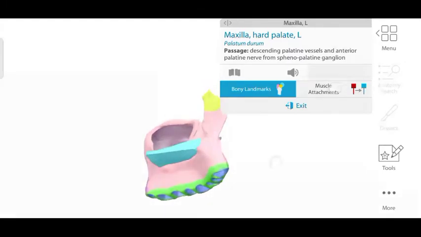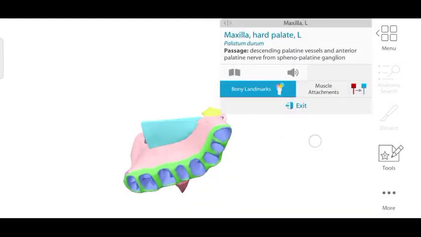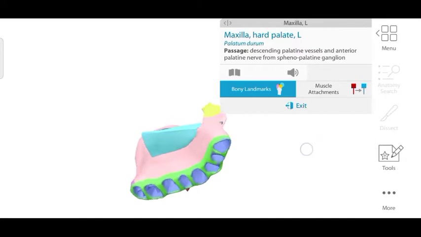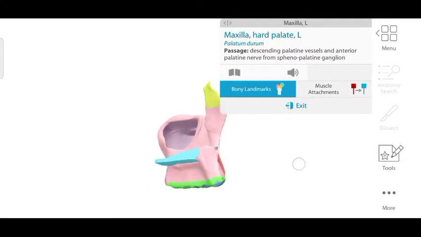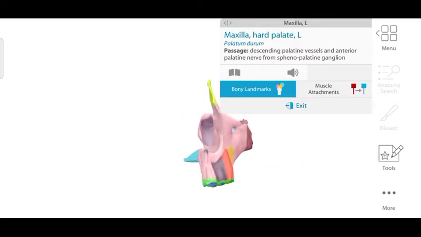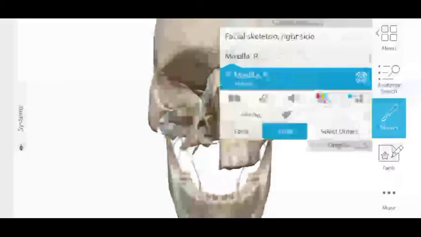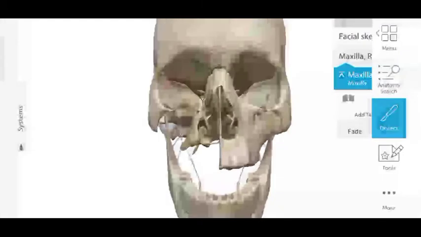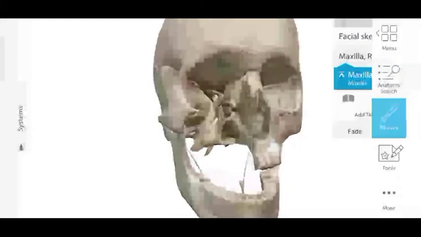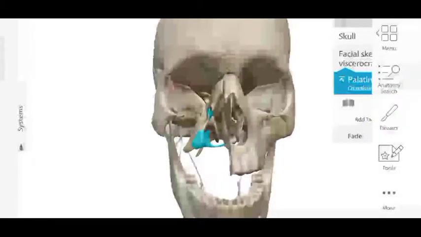As I told you, hard palate is formed by two bony structures. First one was the palatal process of maxilla, and second one was the horizontal plate of the palatine bone. So this was the first process that forms the hard palate, that is the part of the maxilla. Now if you remove the maxilla, then you can see one more bone over here, that is called the palatine bone. The highlighted bone over here is the palatine bone.